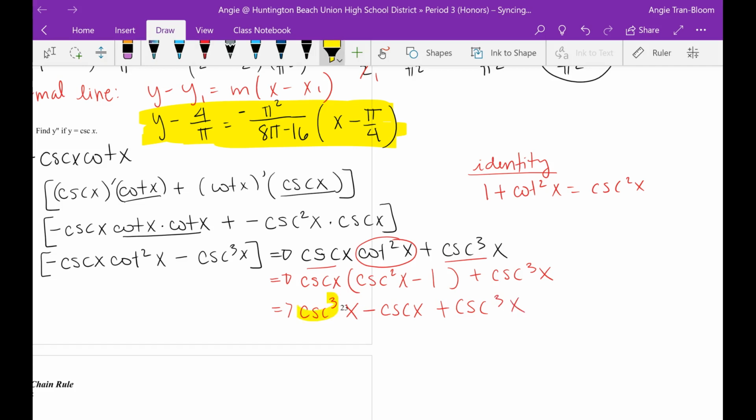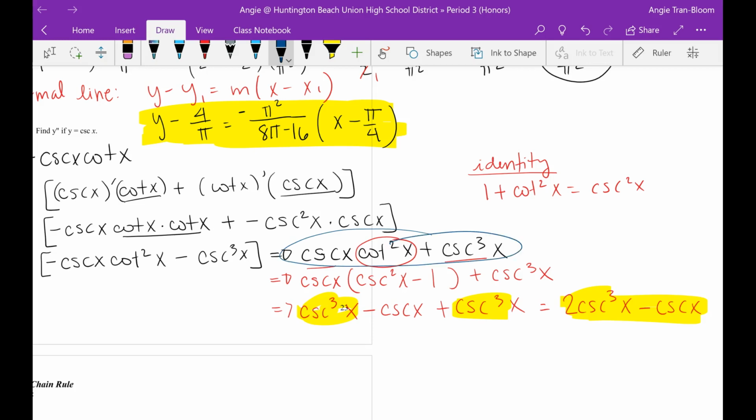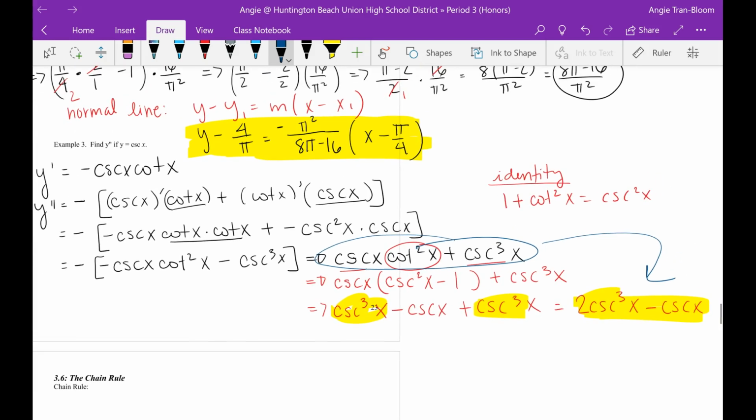Now, can you see that these two can be combined? So now that is going to give me 2 cosecant cubed of x minus cosecant of x. So this is the final answer. What I did was I went from 3 terms to just 2 terms, okay? So it just looks slightly better. That's all that is. So when you can, try to simplify it as much as possible. All right, and this is the end of our trig section.